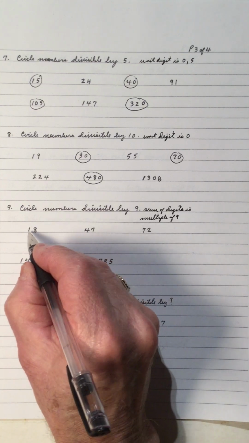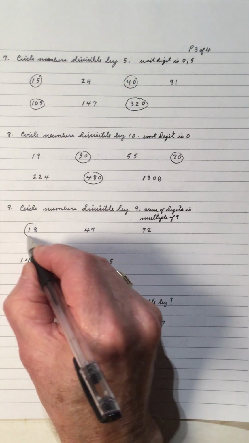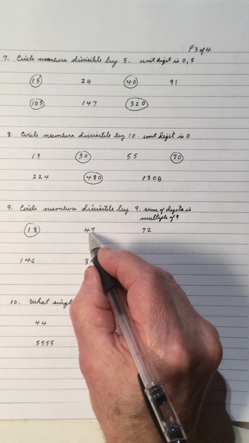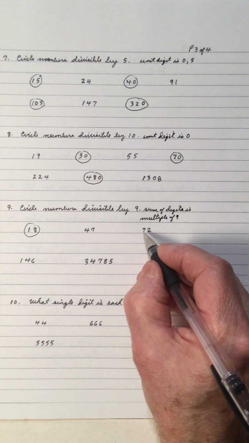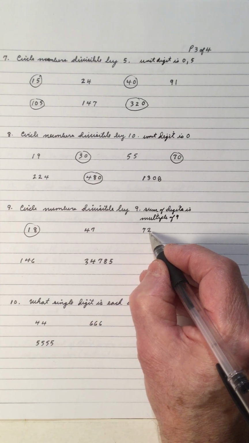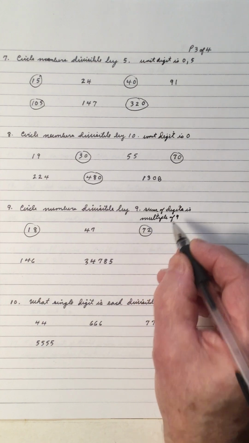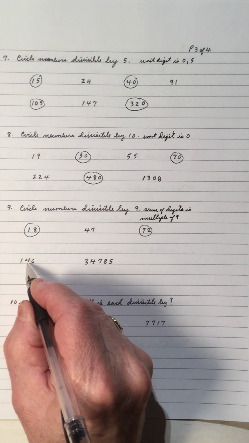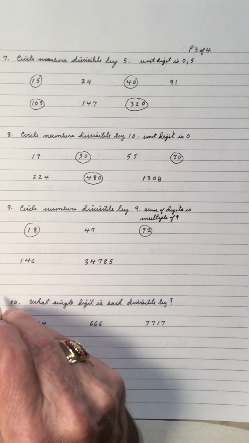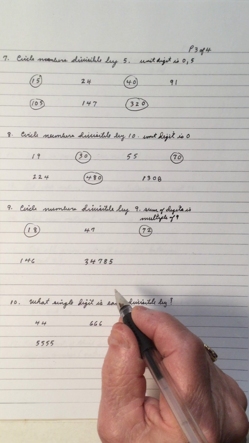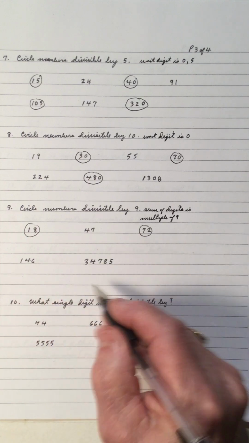But add up the digits. 1 plus 8 is 9. So that's okay. Add up the digits. 4 plus 7 is 11. No, it's not divisible. 7 plus 2 is 9. So it's divisible by 9. 1 plus 4 is 5, plus 6 is 11. Not divisible by 9. And another way to do it is take a calculator and divide by 9.